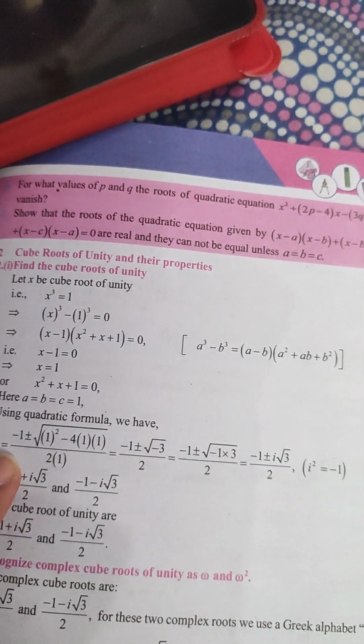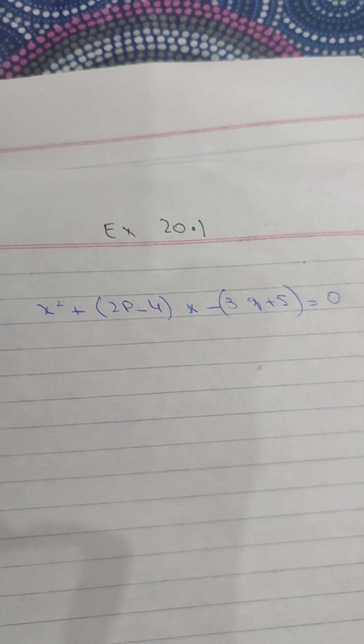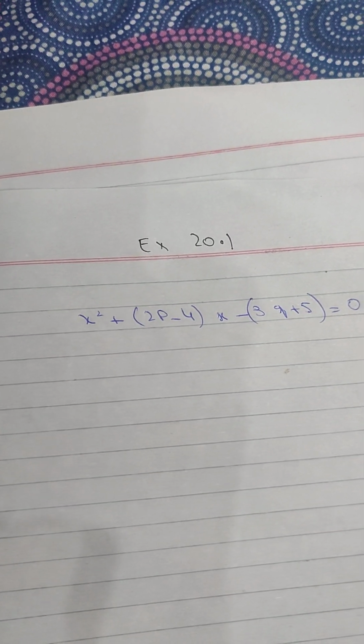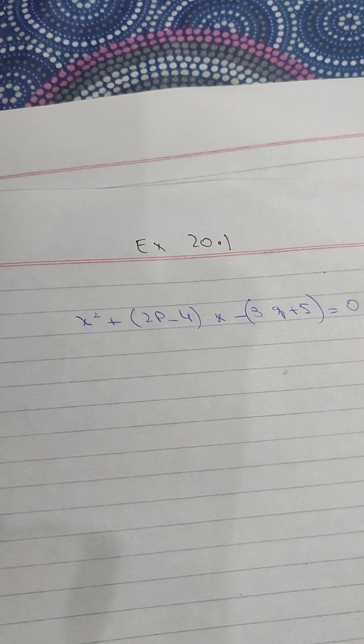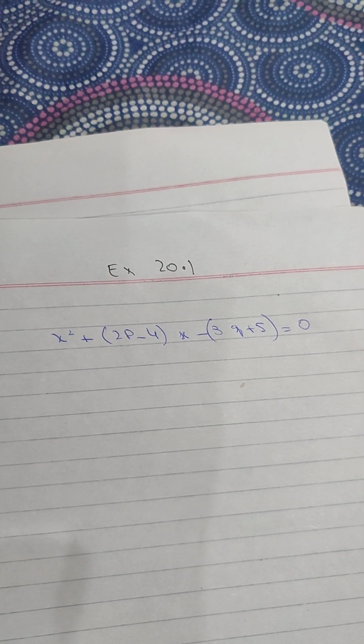The given quadratic equation in question number 6 is x squared plus 2p minus 4x minus 3q plus 5. Here from this equation you can sort out a, b and c, where a is the coefficient of x square, b is the coefficient of x and c is the constant.